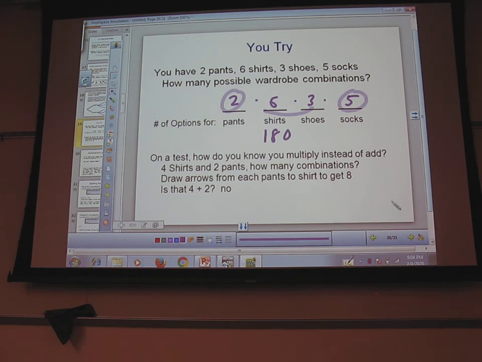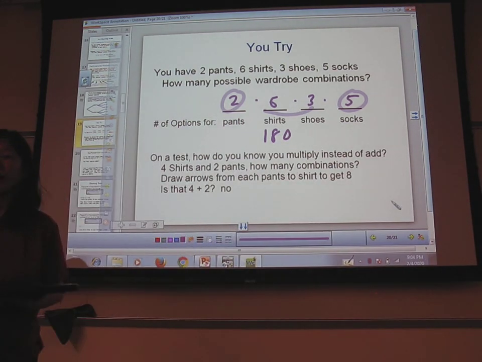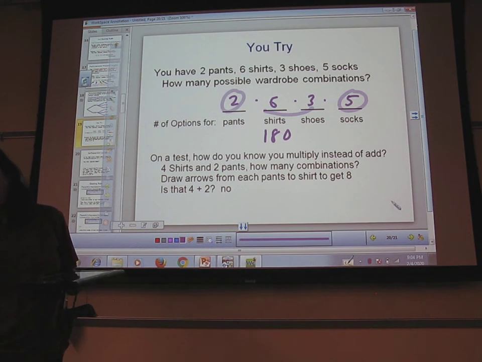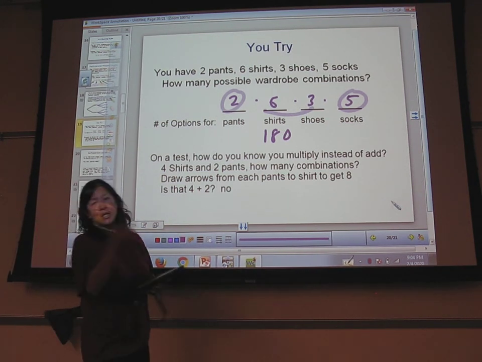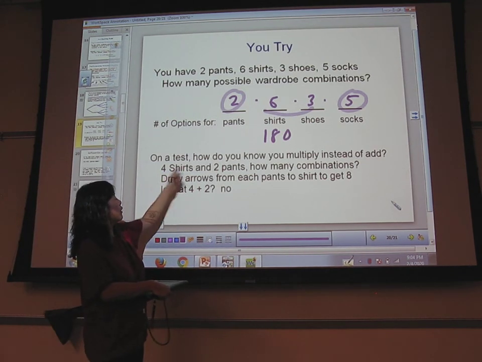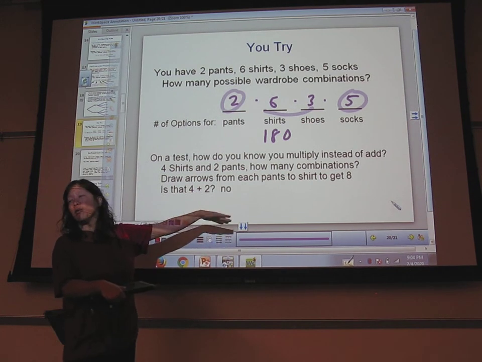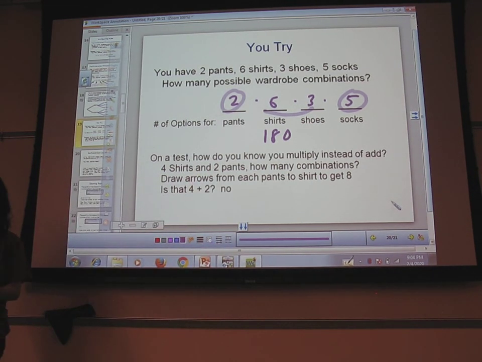On a test, how do you know to multiply instead of add? You can just make yourself a little tiny tree with like 2 pants and like 3 shirts or 4 shirts. So 2 pants, 4 shirts. I end up with 1, 2, 3, 4, 5, 8. And how do I get from 4 and 2 to 8? Do I add them? No. So I'll multiply them. So then you know it's multiplication, to help yourself remember.